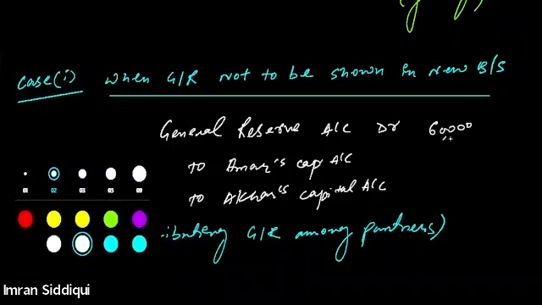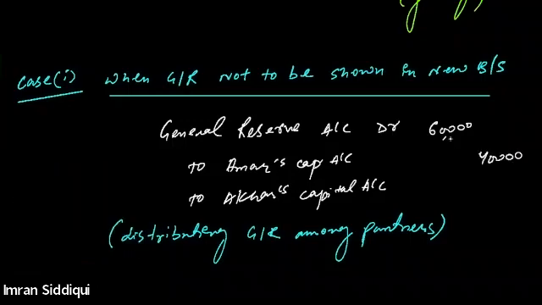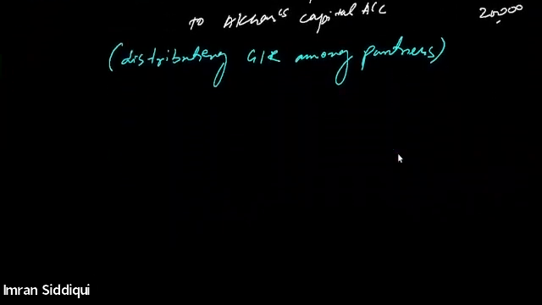40,000 and 20,000 in the old PSR, right? Yeah. Okay. Now let's talk about case number 2.